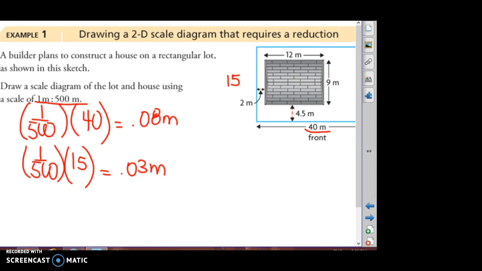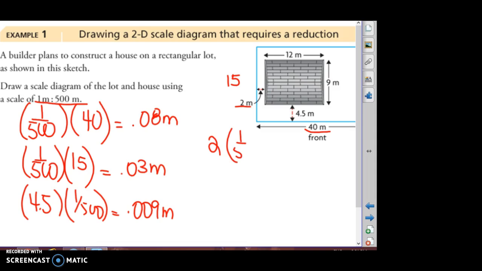The distance between the house and the lot is 4.5 meters times 1/500, which is 0.009 meters. The other distance from the side of the lot is 2 meters times 1/500. So 2 times 1 divided by 500 gets you 0.004 meters.